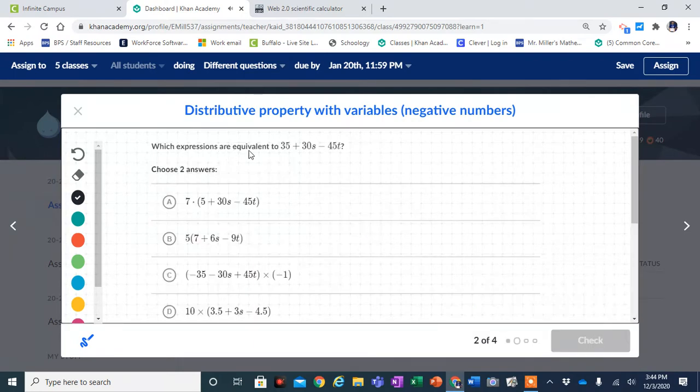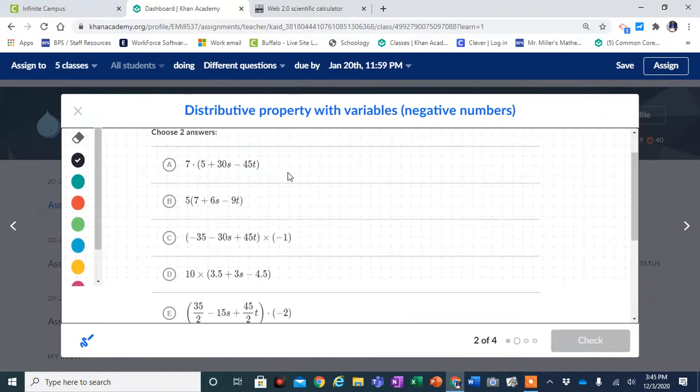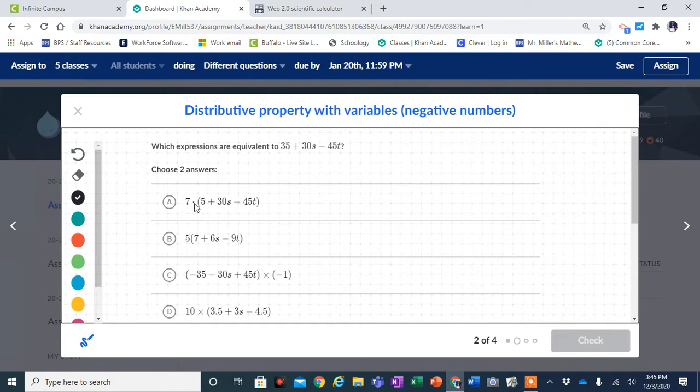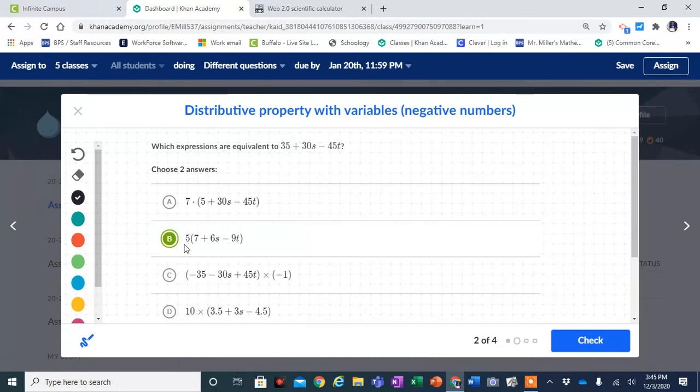Okay, which expressions are equivalent to 35 plus 30s minus 45t? So you just got to check them all. So 7 times 5 is 35, 7 times 30 is not 30. 5 times 7 is 35, 5 times 6 is 30, keep the s. 5 times negative 9 is negative 45, keep the t. That's an answer.